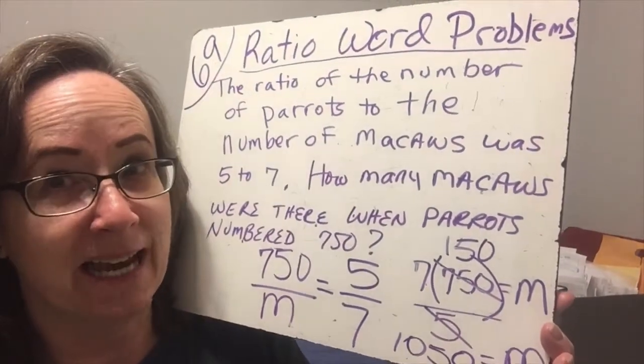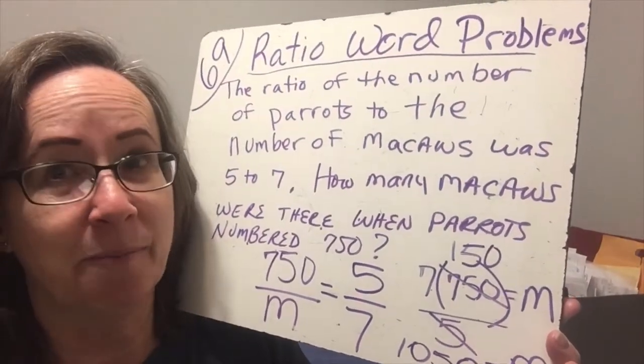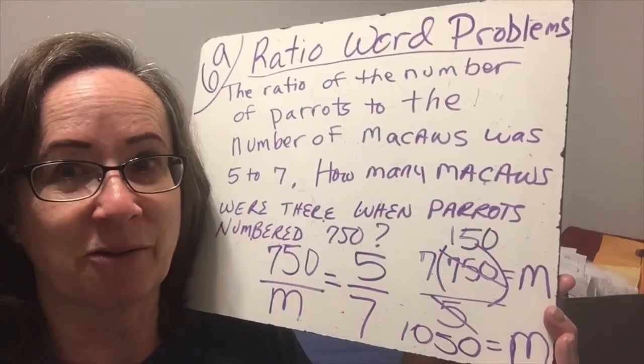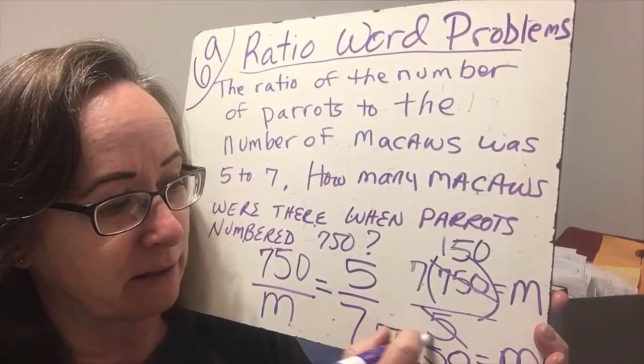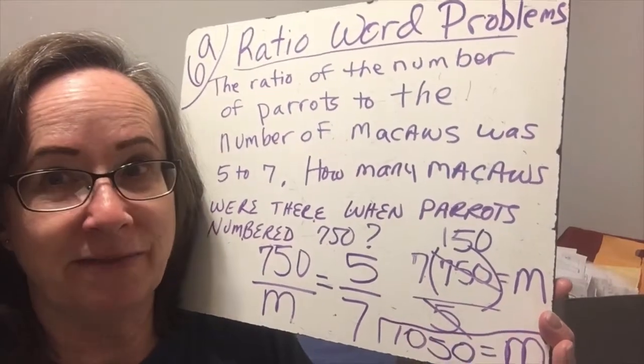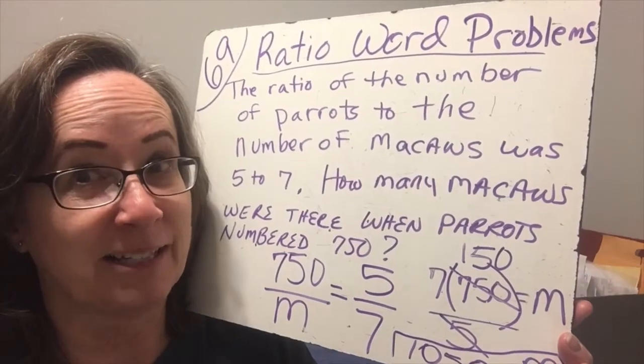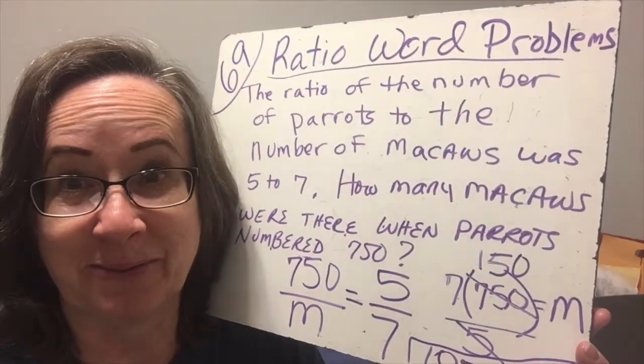Now, just because I can do that in my head does not mean that you should. You can write it down and multiply it out. But I was out of room on my board. So this is our answer: 1,050 macaws. That's kind of fun, isn't it? All right, let's go do example number 2.